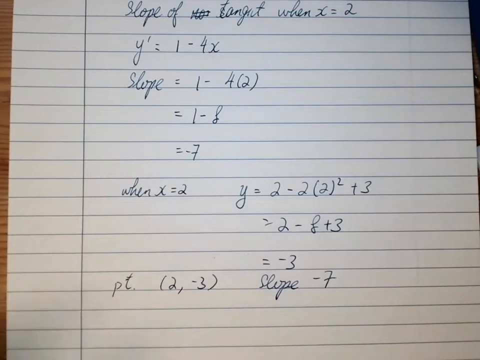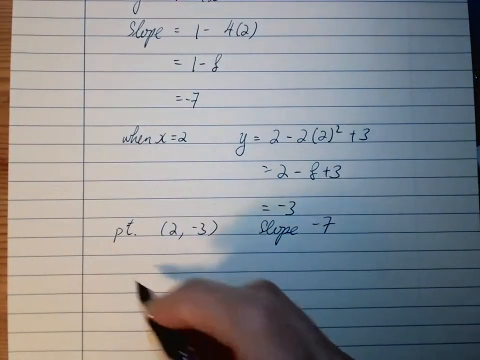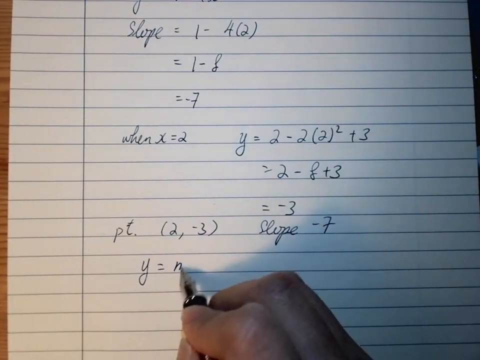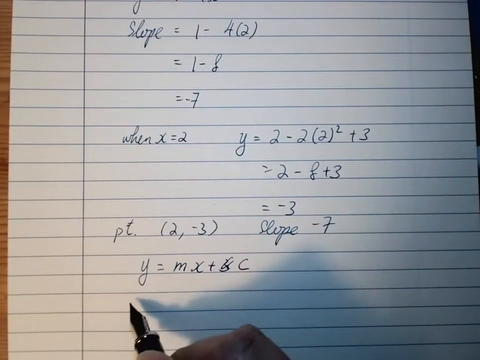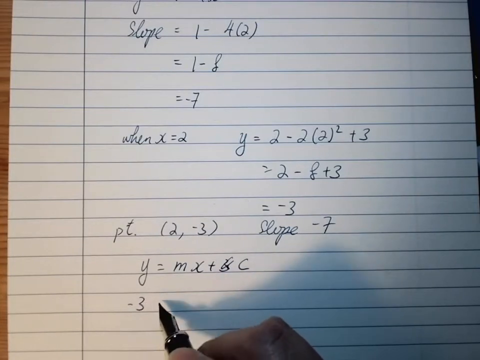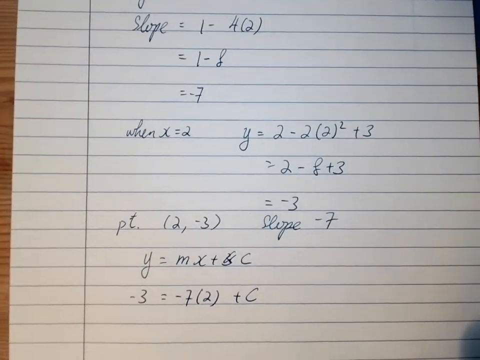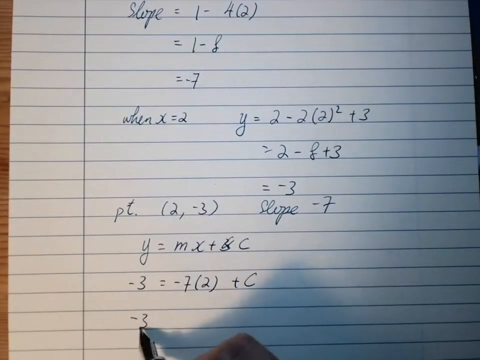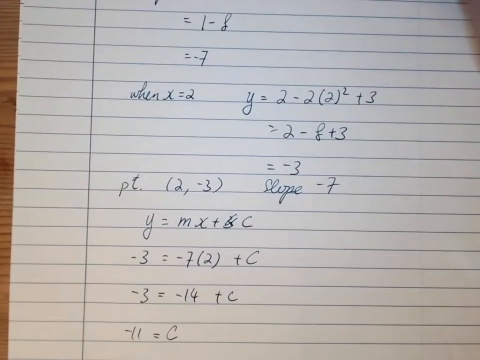and the slope negative 7. So with your ways, either with the point slope form or y equals mx plus c, you will be able to find the equation. I usually use y equals mx plus c. And now we have our y when x equals 2, which is negative 3, and the slope negative 7, so I can find the constant, which is the y-intercept. So negative 3 equals negative 14 plus c. Throw the negative 14 to the other side, so c equals negative 11.